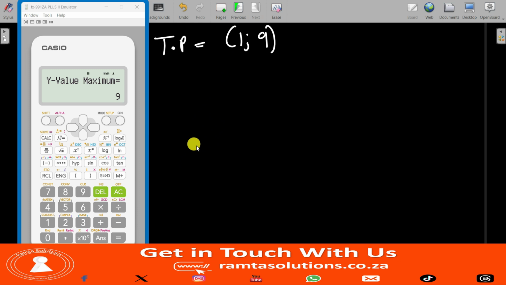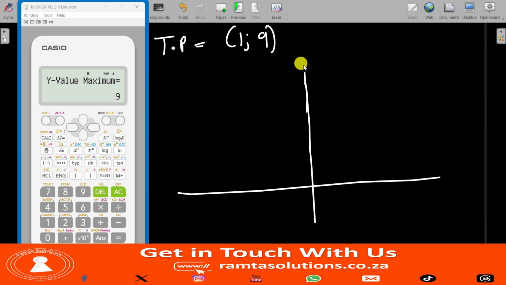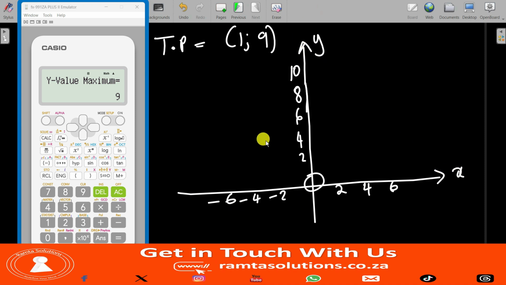Now let's remind ourselves how the graph looks. It will be like this. Let me take you a bit down before. I'm going to vary the y-axis with 2s: 2, 4, 6, 8, 10. And I'm going to do the same on the x-axis, 2, 4, 6, on both sides. Of course, this is 0. So this is your y-axis and this is your x-axis.